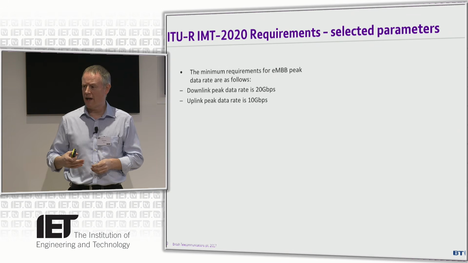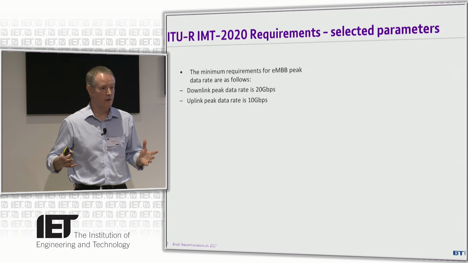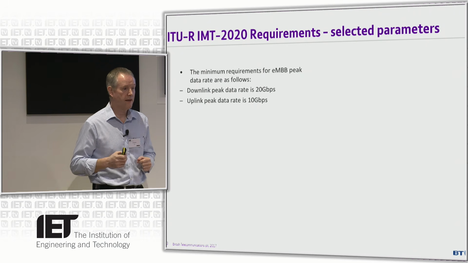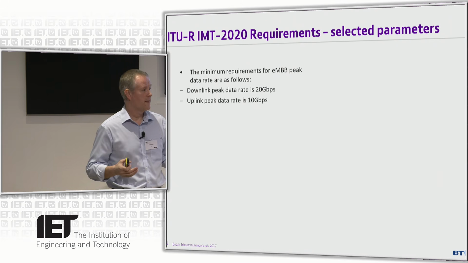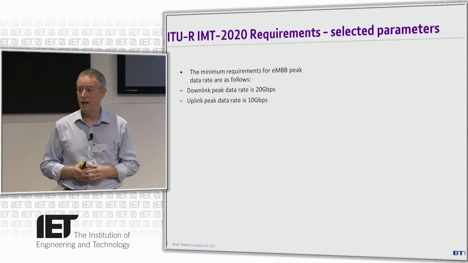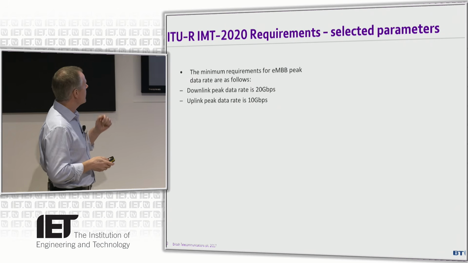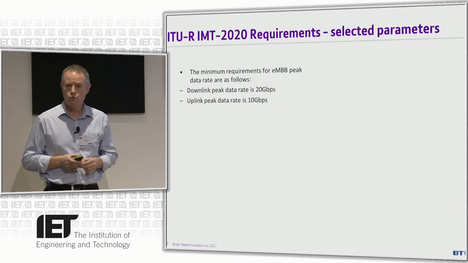We're just at the point now where we're starting to see networks around the world, including the EE network in the UK, actually demonstrating and launching that 1 gigabit per second peak capability. 10 gigabits per second in the uplink is quite a challenge as well.